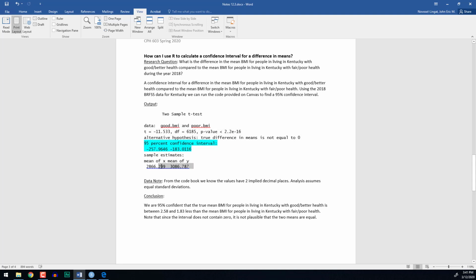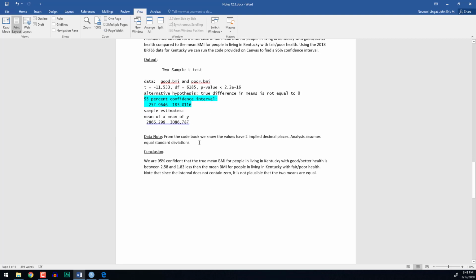So what does this actually tell us about BMI between the two different groups? Notice here in my data note, we have that information about the 2 implied decimal places, and I'm going to note that my analysis assumes equal standard deviations. You always want to document what type of analysis you did.